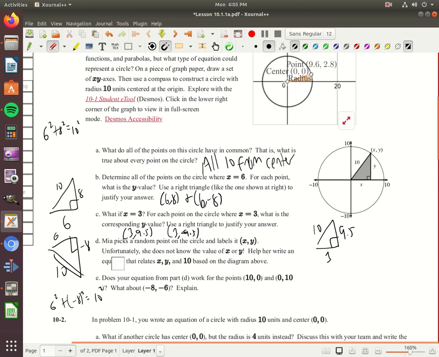Now we have D. It says, Mia picks a random point on the circle and labels it (x, y). So we have this point (x, y).